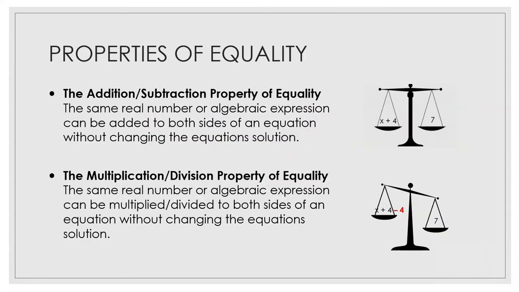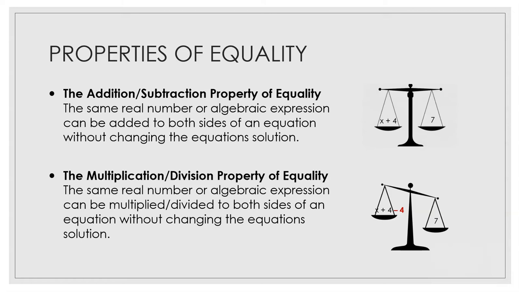So the properties of equality that we use when we're solving equations are called the addition and subtraction properties and the multiplication and division properties. And basically what they say is, whatever you do to one side of the equal sign, you have to do to the other side to keep the equation balanced. So if you add something to one side, you add it to the other. If you subtract something from one side, you subtract it from the other, and so on.